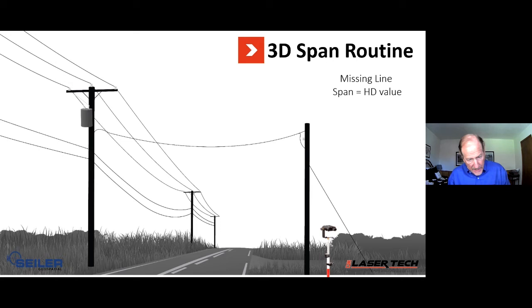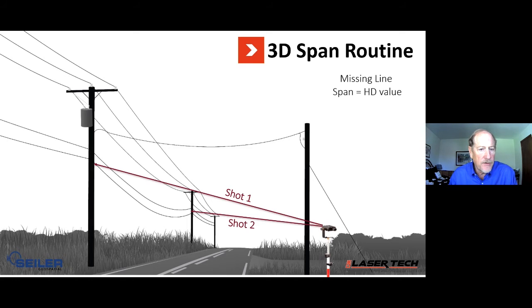If you can't occupy the pole or don't need to, you want to stay in a safe location or an efficient location, you can use the missing line routine again. Now this measurement is going to require the compass or the angle. So as long as you have the 360 model or the true angle, you can make these types of measurements. So you just take shot 1 to one pole, shot 2 to the other, and you can get your span there. Here we're going down the road.